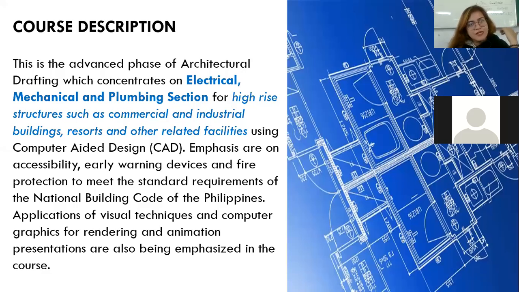So DT329 is the advanced version of what we had last year. So this is the advanced phase of architectural drafting, which concentrates on electrical, mechanical, and plumbing sections. Last time we had residential projects, but now we'll be dealing with high-rise structures such as commercial and industrial buildings, resorts, and other related facilities.